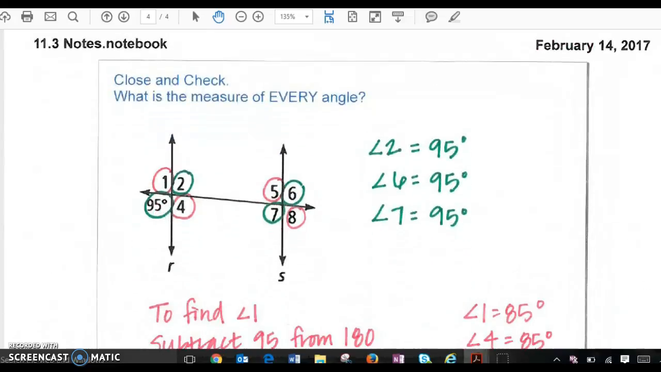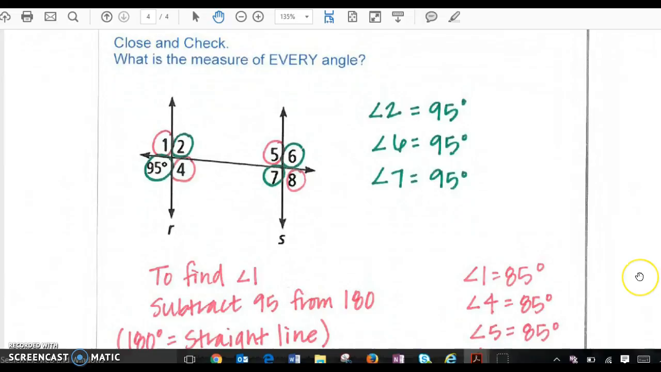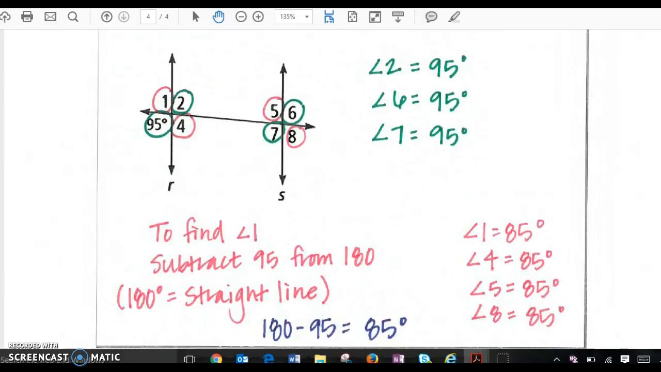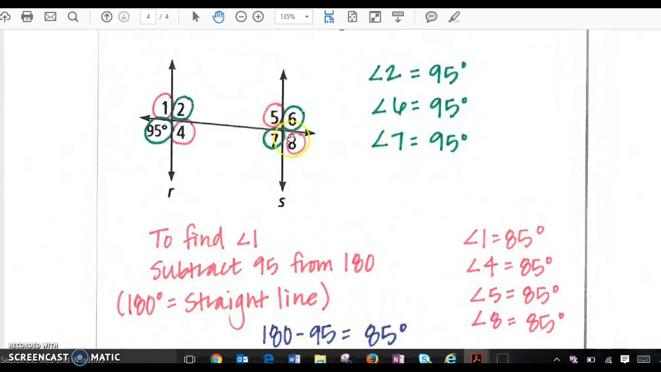For the close and check, it's basically asking you for what the measure of every single angle is in this picture. This is very similar to the pictures that we've been drawing the last couple days in color coding. I know that this is 95 degrees here, that's given. Straight across from there, we know those are the same angle measure. So if this is 95 degrees, angle 2 is 95 degrees.